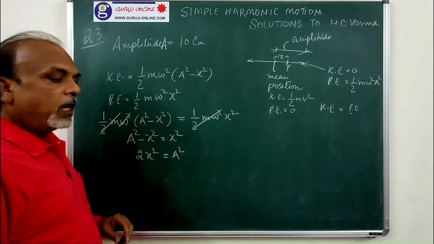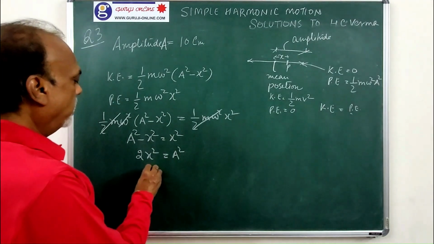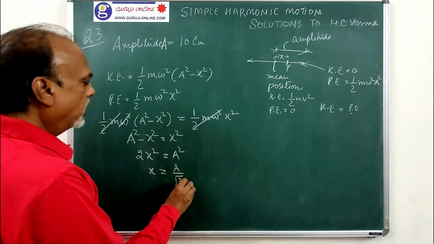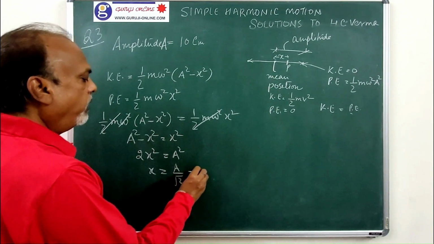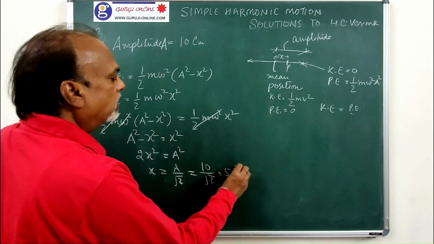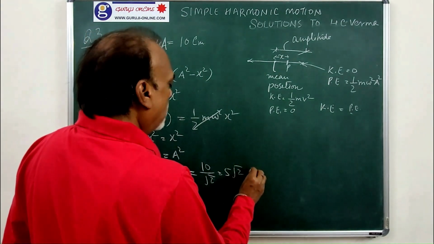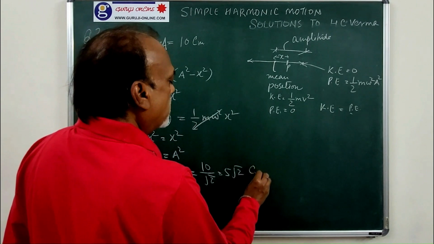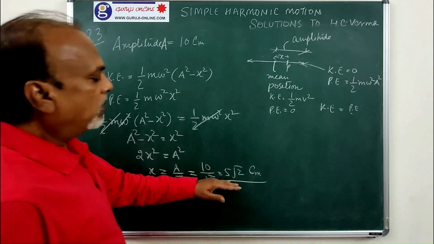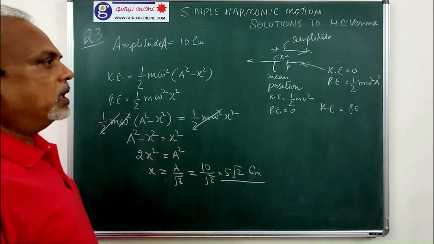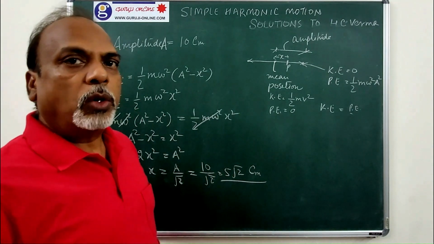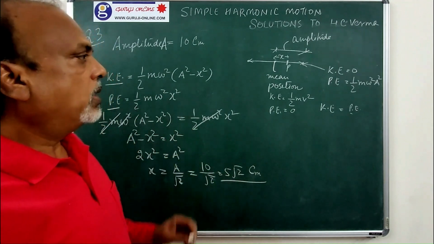Correct? Now, this gives you what? This gives you x is nothing but a by root 2. And a we are given, that is 10 centimeter, and this we can write as 5 root 2. This is x, naturally this is in centimeter. So at this point, from the mean position at a distance of 5 root 2 centimeter, its kinetic energy and potential energy will be equal. So I hope you understood this problem.